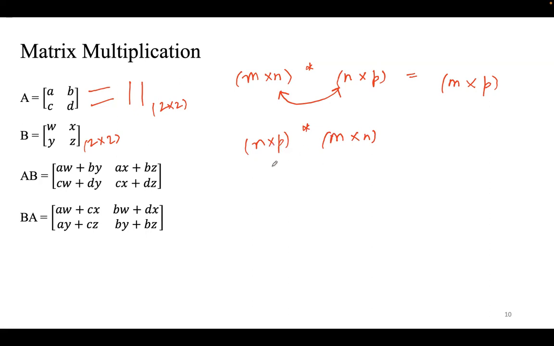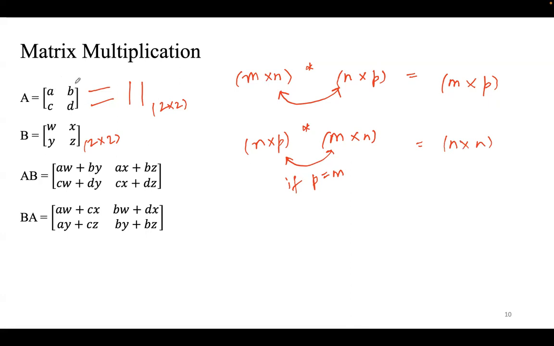Now, this is only possible if p is equal to m. Only then can you multiply. And even when you multiply it, the dimensions of this matrix is going to be n into n. So unless m is equal to p is equal to n, the dimensions of the matrix are not going to be the same. So most likely they are different matrices.